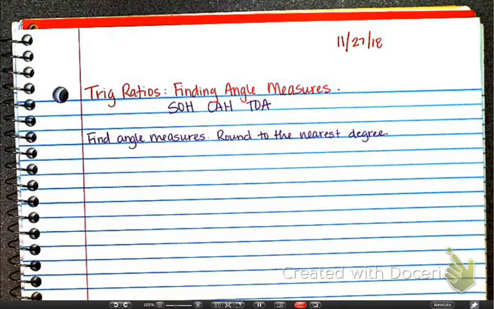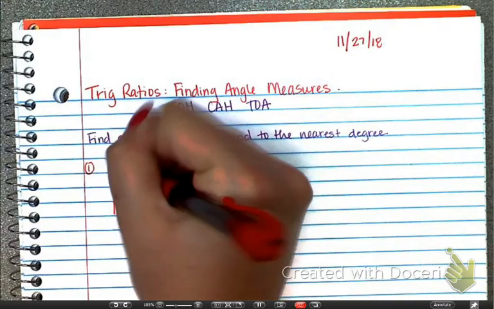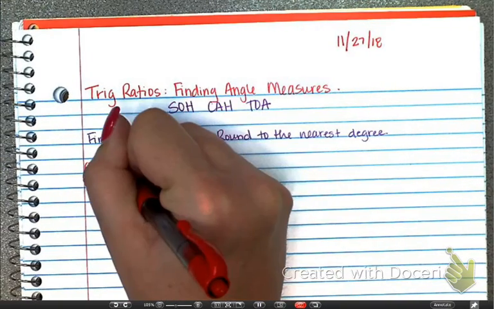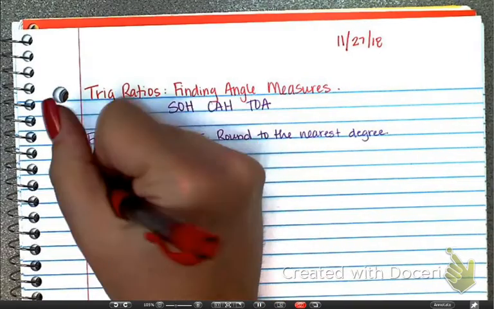Okay. So we're going to kind of jump in because it's very similar to finding a side length. If you don't have a calculator out, you need one out. If you don't have one, you should bring me something so that you can trade for one.